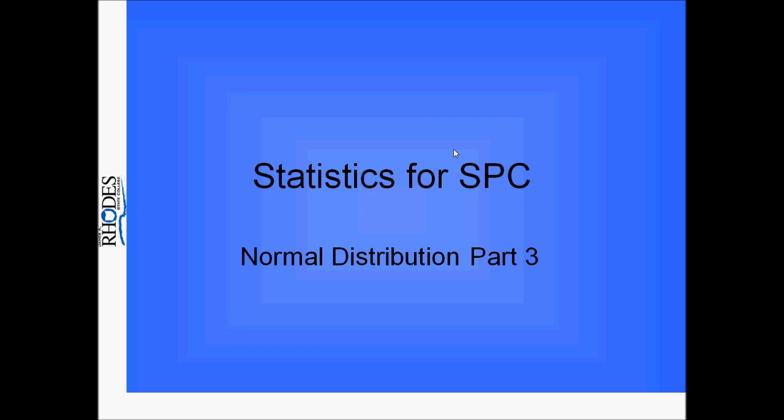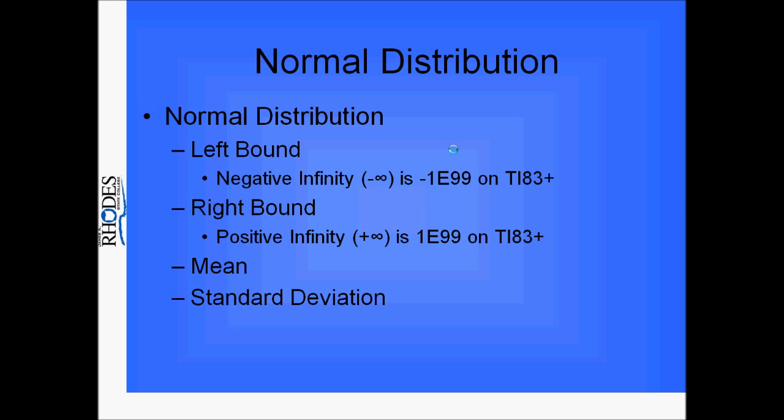This is the third part of the normal distribution discussion. For this part, we're going to get into how to use the calculator and even a little bit of Excel on calculating probability for area under the curve. From the normal distribution standpoint, you have a left bound, a right bound, mean, and standard deviation. Those are your four inputs in order to get your output.